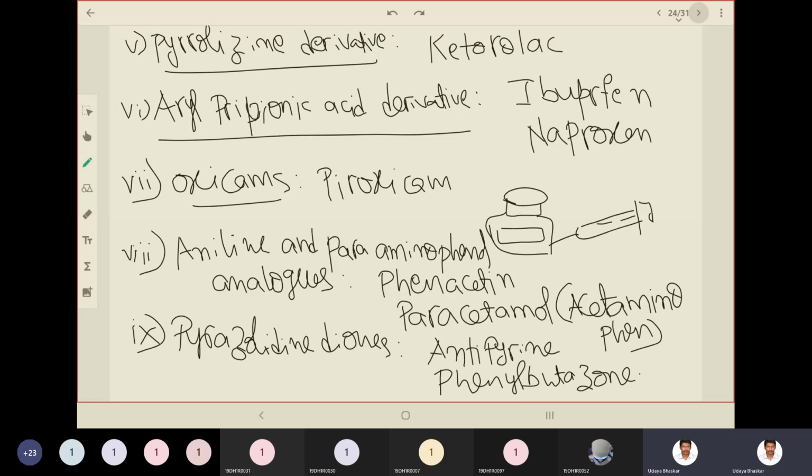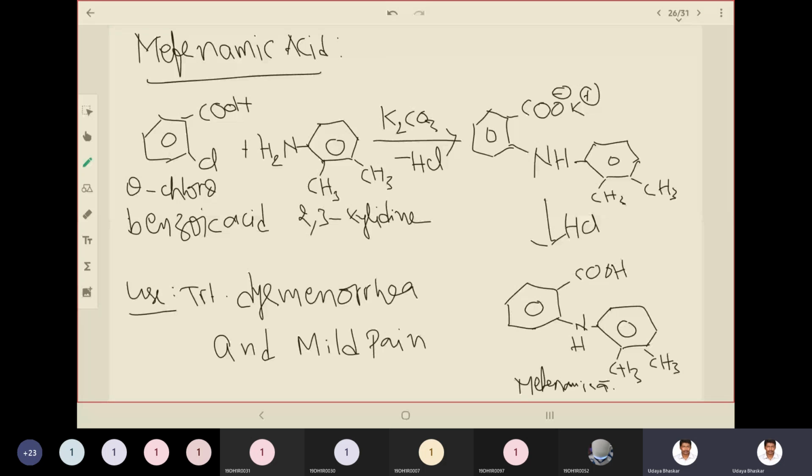So we saw the structures of sodium salicylate and aspirin, acetyl salicylic acid. Aspirin is the prodrug of salicylic acid, and that inhibits platelet function also. Most of these drugs are used in rheumatic fever and gout related issues. Then mefenamic acid: we saw its synthesis, where the starting materials are ortho-chlorobenzoic acid and 2,3-xylidine. Both are fused together in the presence of potassium carbonate. Then, with the help of mineral acid, we get mefenamic acid.